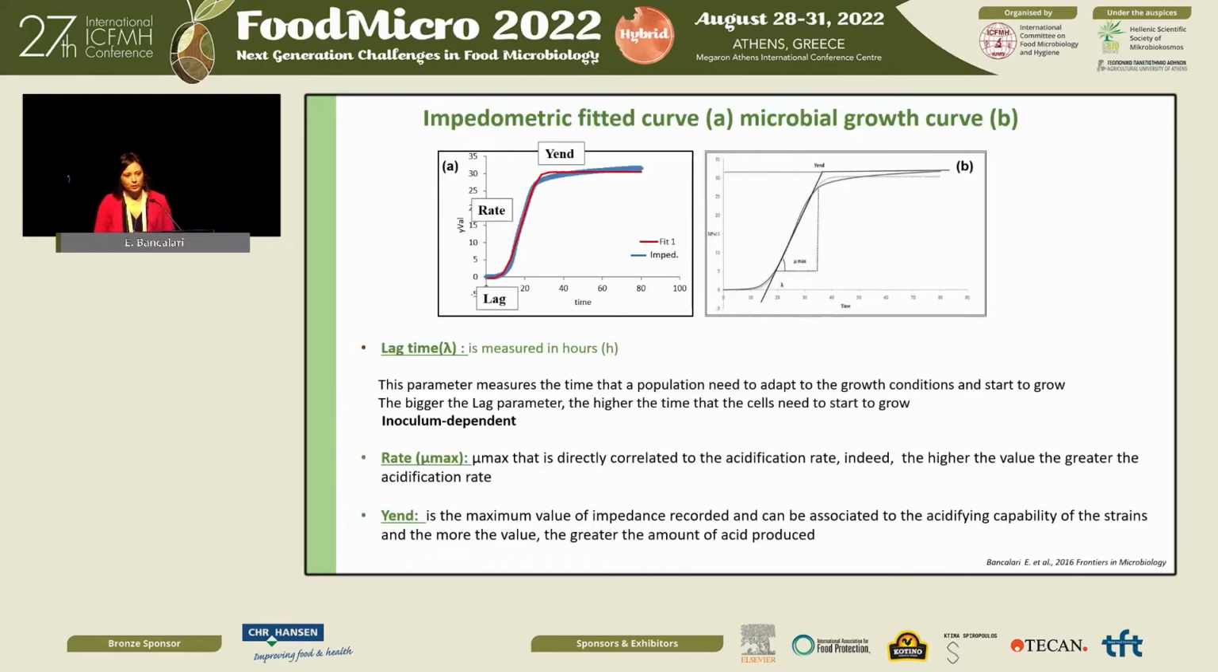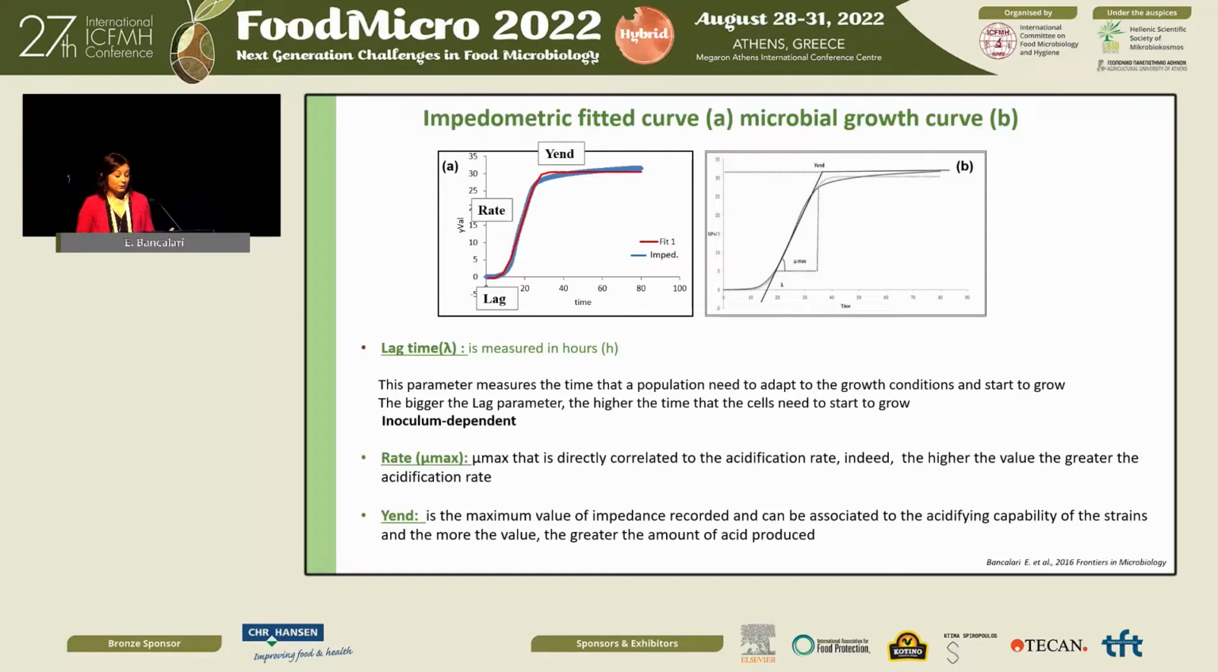In fact, we obtain the parameter lag, that is well known to be a measure of the time that the cells need to adapt to the growth condition and start their growth. And we also obtain the parameter rate, that is directly correlated with the acidification speed. So we are now able to measure the acidification speed of the microorganism.